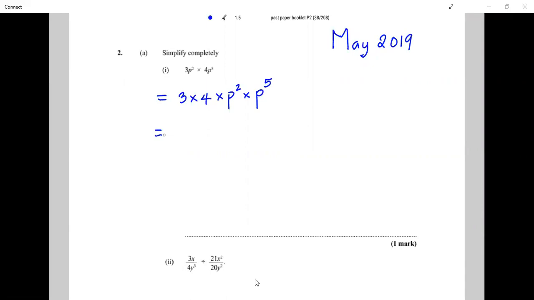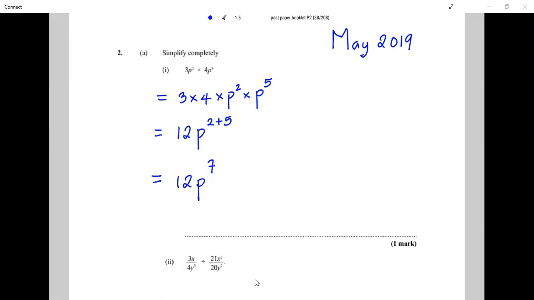3 4s are 12. And this is going to be p to the second plus what? 5. And of course, this is from a law of indices that says if you're multiplying and the base is the same, you add the indices. So this would be equal to 12p to the 7.